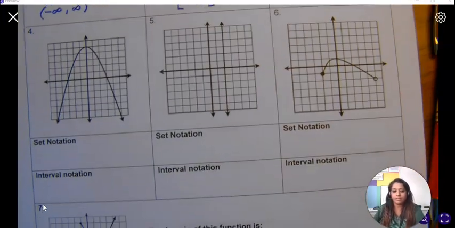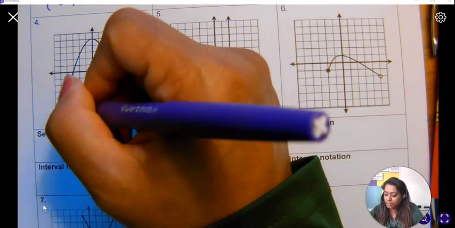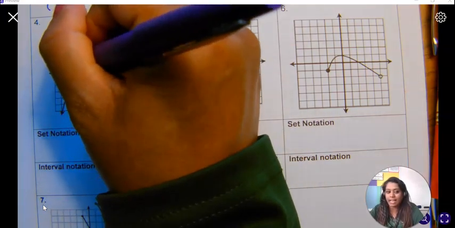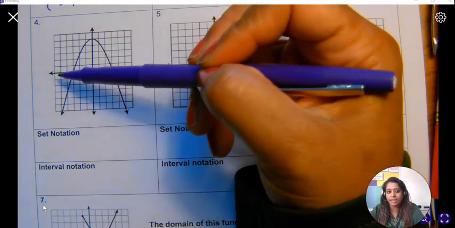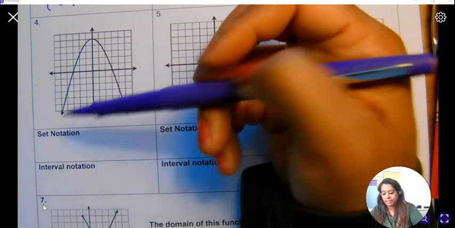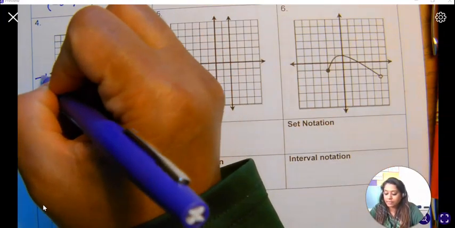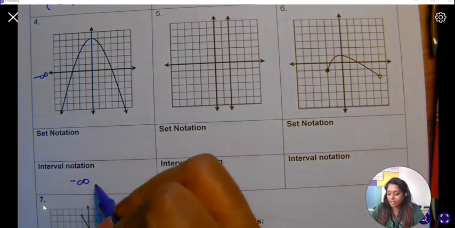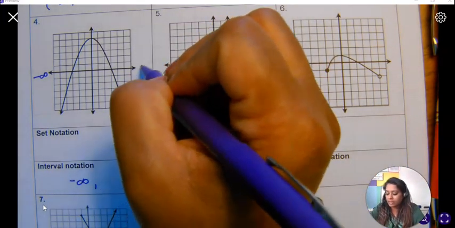Alright, a couple more examples here. So let's go ahead and do this one. We want to see where the graph starts. It actually doesn't really start at negative 5 because of the arrow. It means that it keeps moving to the left, right? So it actually keeps moving from negative infinity. So that's my starting number. And then it goes all the way to positive infinity.